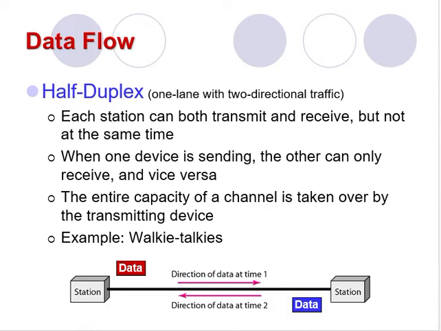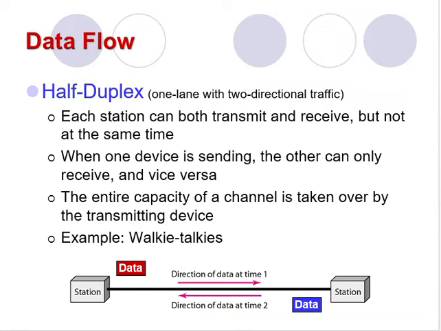Next one is the half duplex mode. In this mode, every station can both receive and transmit data, but not at the very same moment. Or, in other words, we say that it does not send and receive data simultaneously. When one of the devices sends information, the other one can only receive it. It also happens vice versa because the transmission is not unidirectional.